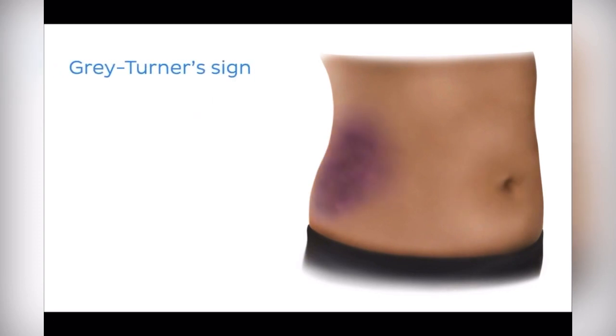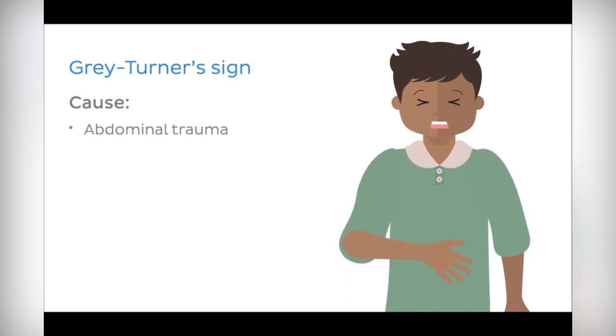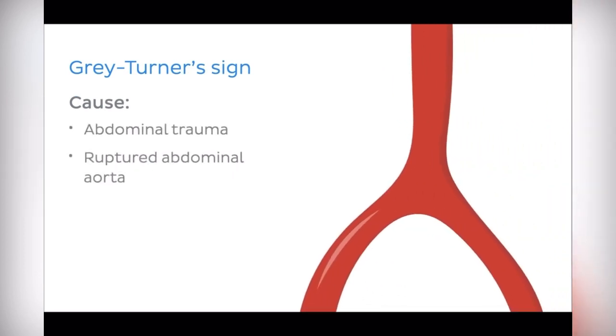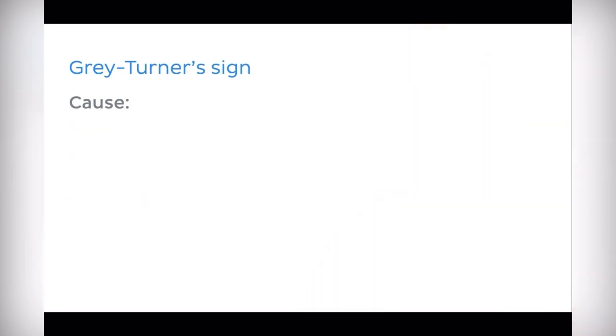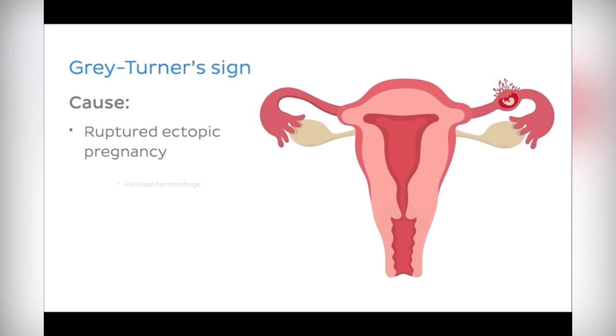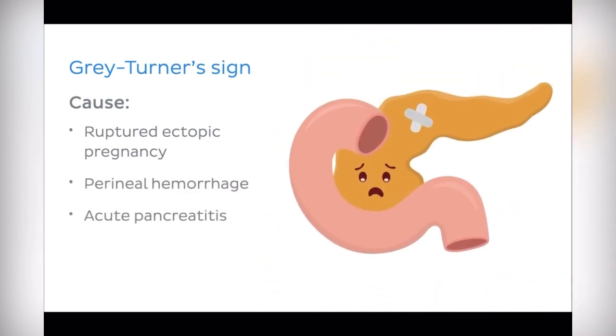Similarly, Gray-Turner's sign presents as a bruised discoloration to the lateral regions of the abdomen, which is indicative of a retroperitoneal hemorrhage. Intraperitoneal and retroperitoneal hemorrhaging may be due to a number of factors, which may include abdominal trauma, a rupture of the main artery of the abdomen, which is the abdominal aorta, intra-abdominal cancer, ruptured ectopic pregnancy, perineal hemorrhage, and acute pancreatitis, amongst others.